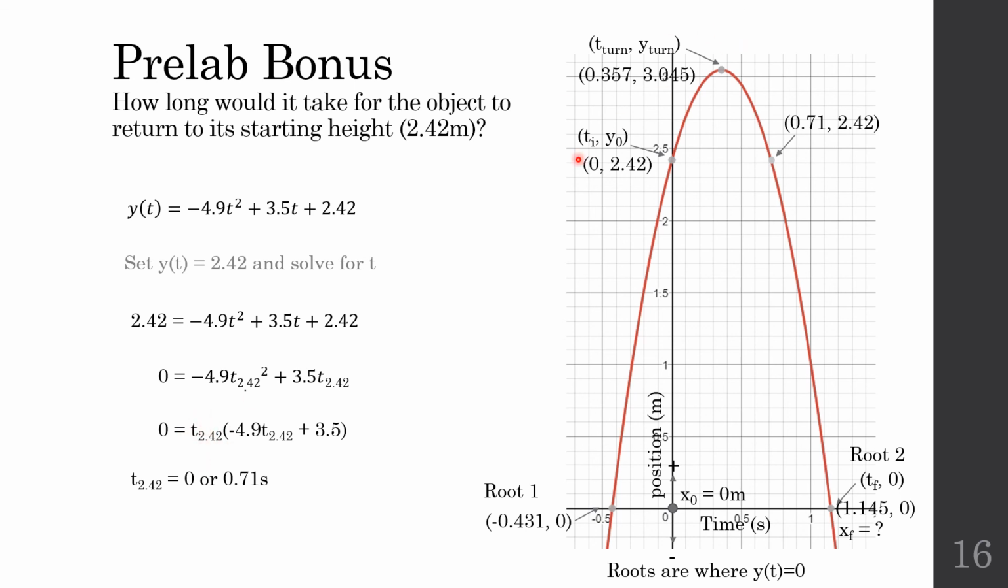And of course it is, right? We defined the t initial as 0. Our starting height is at 2.42, right? So this is an xy pair, and it's not surprising that we have a 0. Now the other term is not going to be 0. So I trust that you can solve this simple algebraic formula, and when you do, you will find that the other t is equal to 0.71 seconds. So the time that it returns to that starting height is going to be 0.71 seconds.